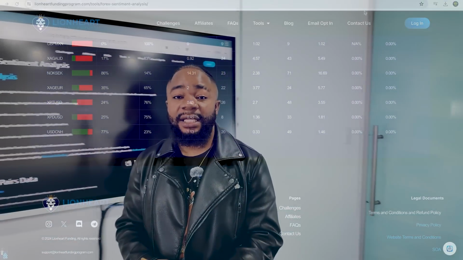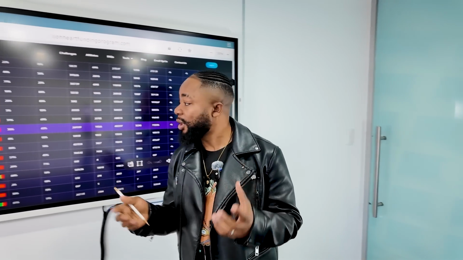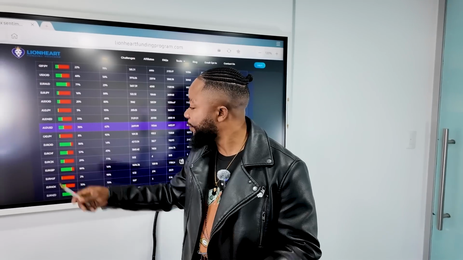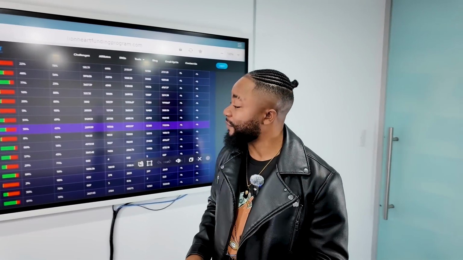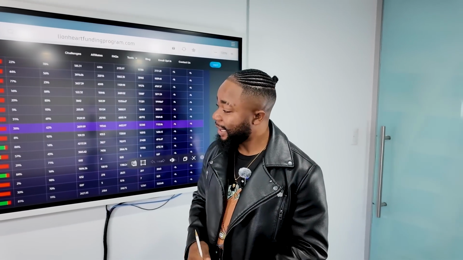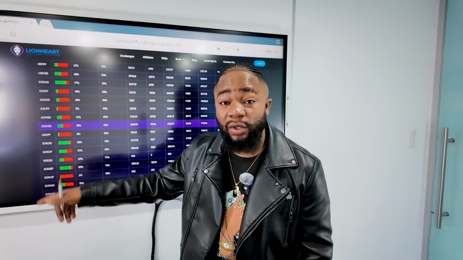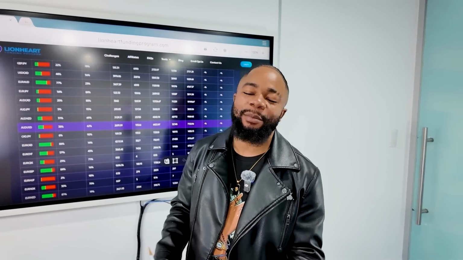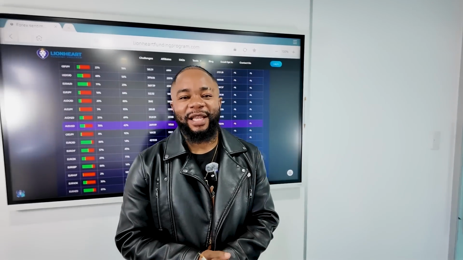So that is sentimental analysis, and with sentimental analysis, it helps you to have a gauge of what traders are doing. You can even see there's a currency pair here, EuroCAD, and 86% of traders are buying, while only 14% of traders are selling. And if you go here, you actually see EuroCAD is on a bullish trend as we speak. So that helps you have an idea of what other traders are doing in the market.